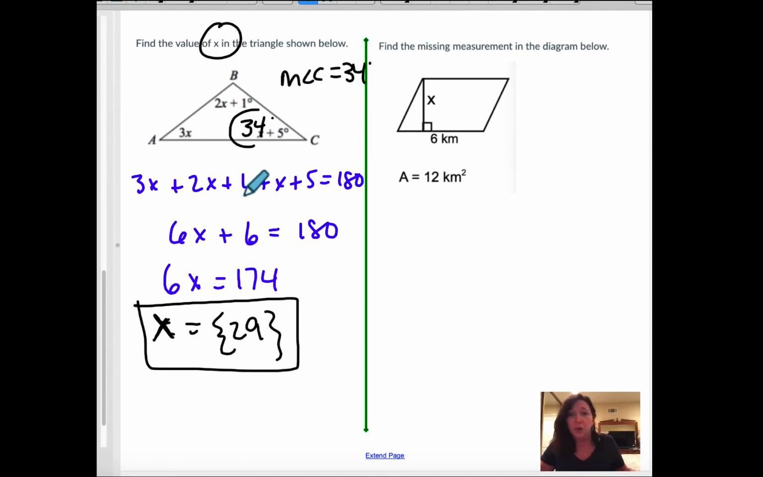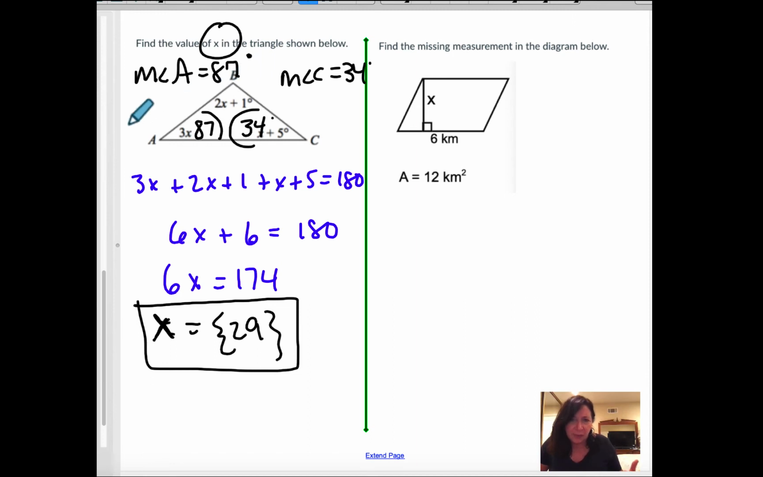Yeah, you're going to need to know that. And then this is 3 times 29, right? So 29 times 3. Oops, that's not right. 29 times 3, I got 87. So this is 87. And that's that angle. So I'd say the measure of angle A is equal to 87 degrees. Like, you have to know how to write these too.